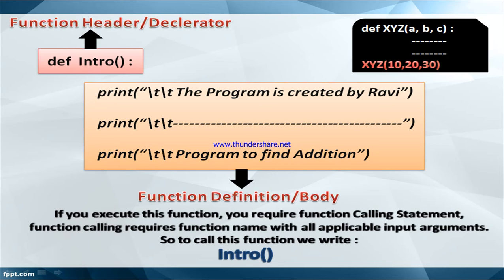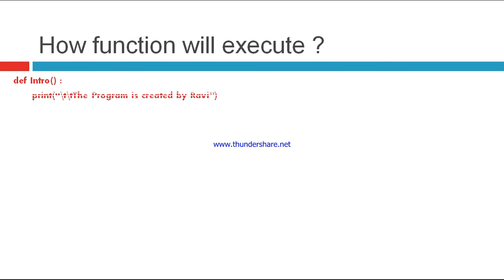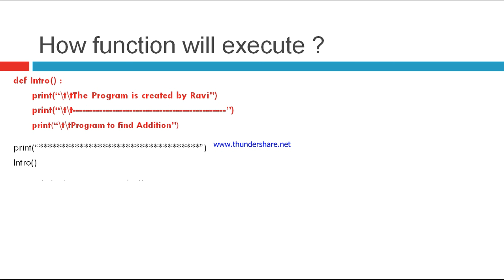10 is stored in A. The value 20 is going to be stored in variable B, and the value 30 is going to be stored in variable C. So here there are 2 different types of calling. The first one, the calling of the intro function, and the second one, the calling of the xyz function. Now come to the next screen. Just check out how a function will execute itself.